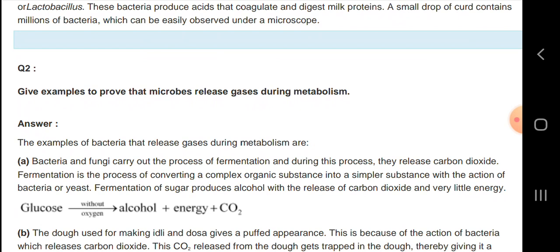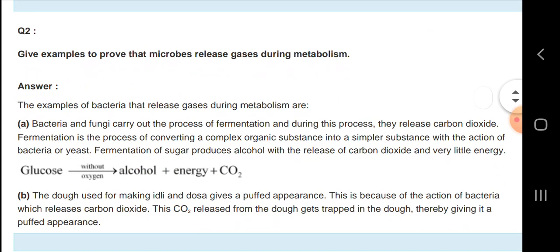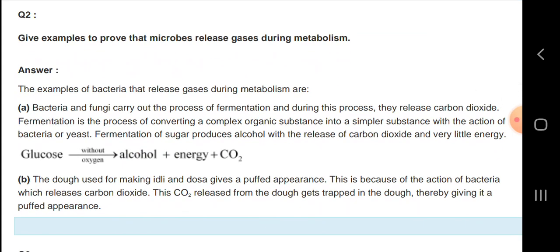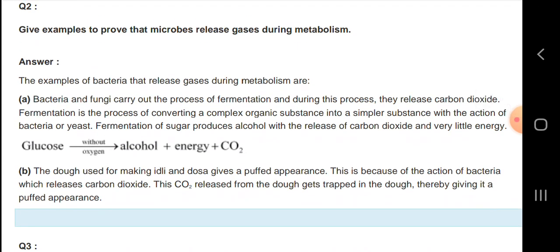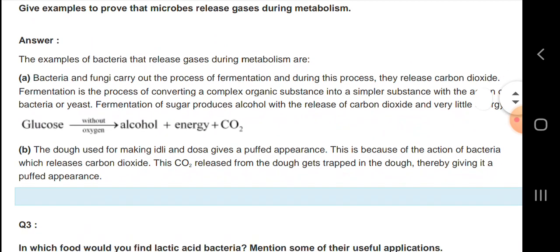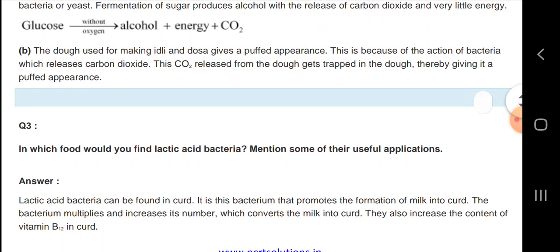Let us know some examples of how to prove that microbes release gases during metabolism. Bacteria and fungi carry out the process of fermentation, and during this process they release carbon dioxide. Fermentation is the process of converting a complex organic substance into a simple substance with the action of bacteria and yeast. As you may have learned in lower classes, glucose without oxygen gives alcohol plus energy plus carbon dioxide.